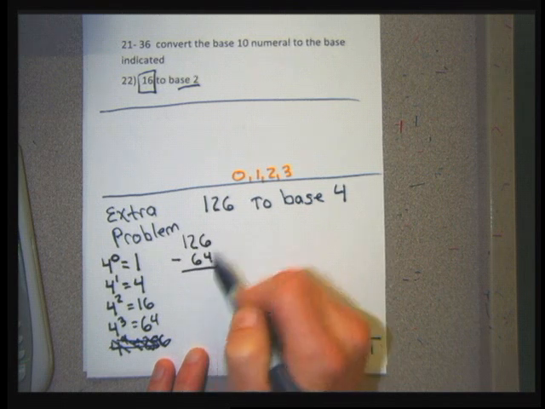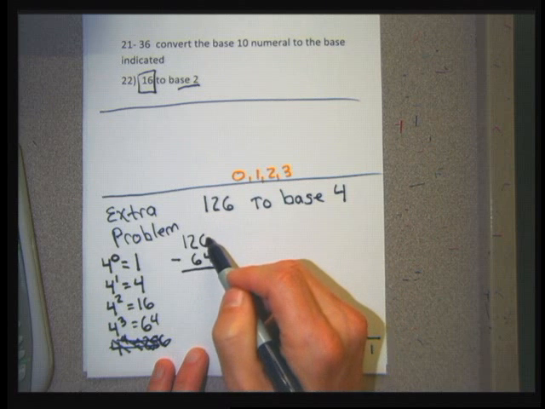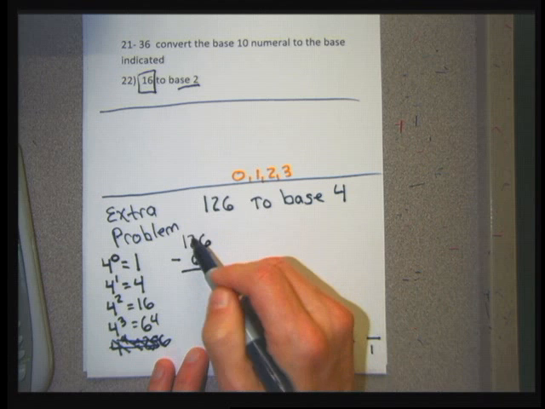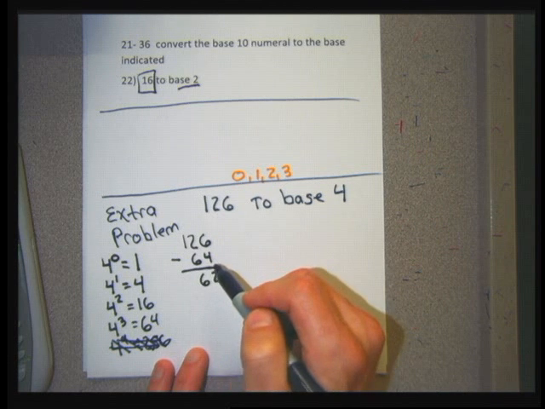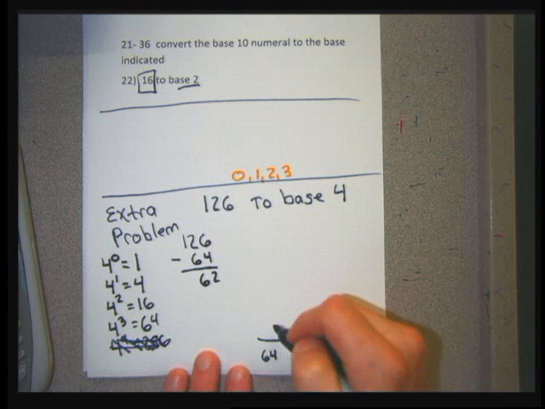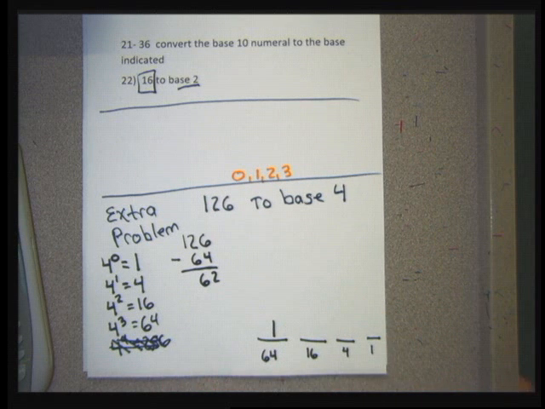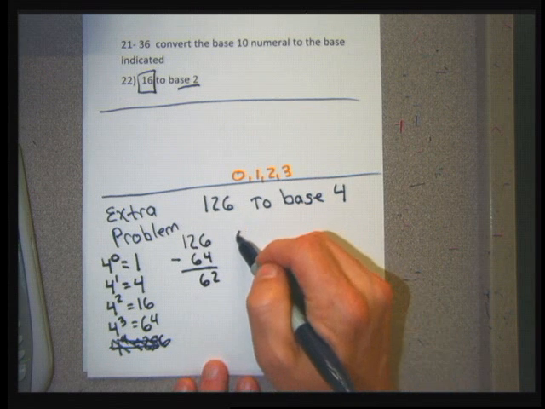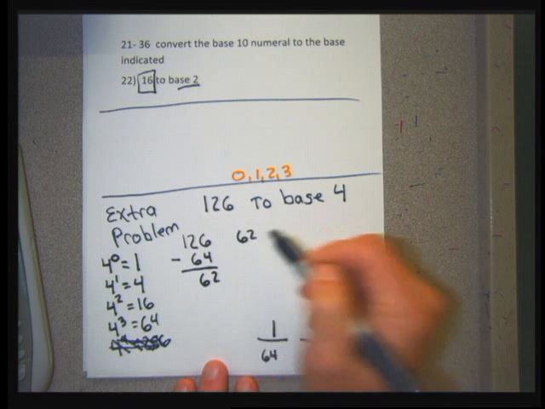without producing a negative. So if I subtract 64 once from 126, 6 minus 4 is 2, 12 minus 6 is 6, I get 62. If I tried to subtract 64 again, 62 minus 64 would be a negative 2. I can only subtract 64 once without getting a negative. Above the 64 in my answer, I'm going to put a 1 for the one time that I could subtract 64 without producing a negative. I'm going to ignore the 126 for the rest of the problem, and I'm going to bring the 62 up, which was what I was left with after I subtracted.